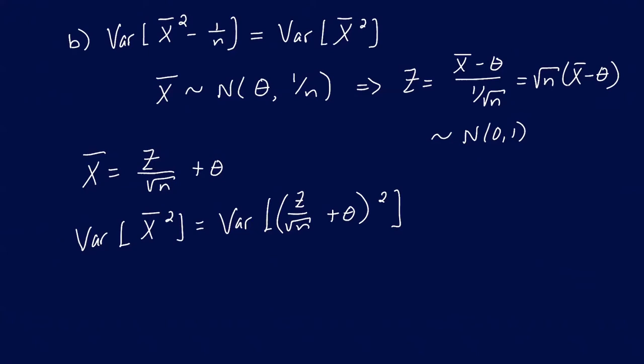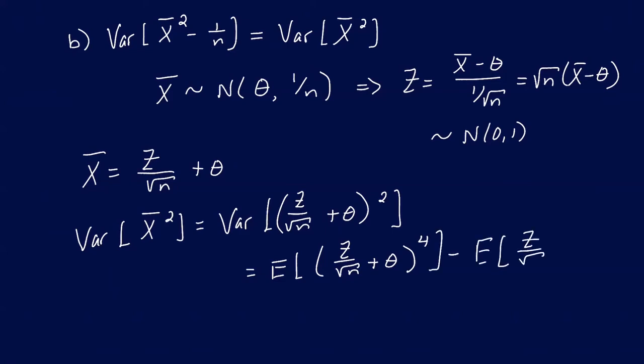Your first thought here might be to write this out as an expected value of this z over the square root of n plus theta squared squared, so to the fourth, minus the expected value of z over the square root of n plus theta squared, and then a squared on the outside. And that will work, but I really don't want to take the fourth power of this thing, so I'm not going to do this.